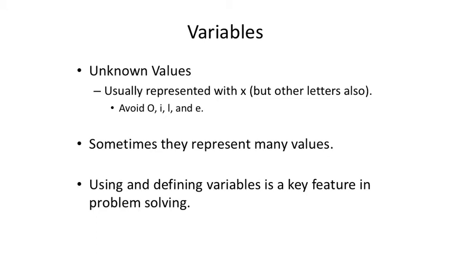So if you want to find out what Euler's constant is, Google it. Sometimes variables represent many values, and that's why they're variables, because they can change. Like we saw with direct variations or joint variations or indirect variations, sometimes they'll change, and they could change proportionally or not, but as they change, the other value will change correspondingly in some way. And using and defining variables is a key feature in problem solving.